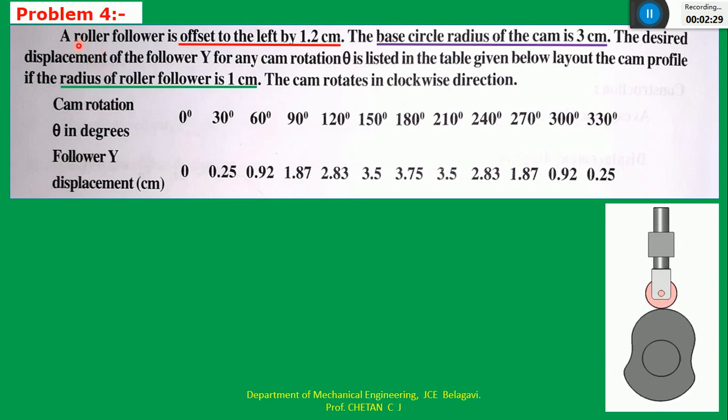In the problem, it is given a roller follower is offset to the left by 1.2 centimeter, and the basic circle radius of the cam is 3 centimeter. So the capital R is given, that is the base circle radius as 3 centimeter. Just remember this. And the desired displacement of the follower along y-axis for different cam rotation, that is theta, is given in this table.